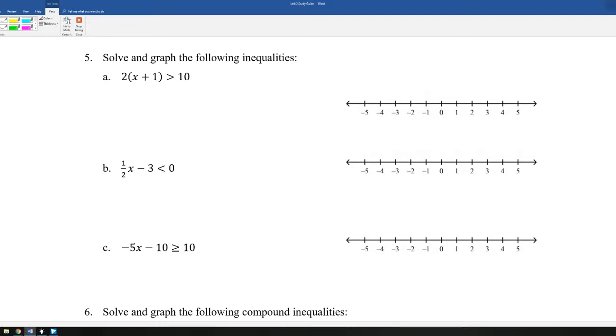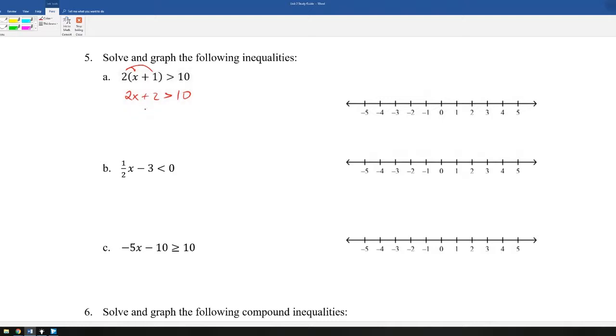All right, number 5. So solve and graph the following inequalities. So what we're going to do here is go ahead and solve for x. Now, first things first, you could either distribute. Okay, so 2 times x is 2x. 2 times 1 is 2. You could have done that and then solve like normal, or you could have divided by 2 to both sides, and you would still get the same answer. So that's really up to you on what you're comfortable with.